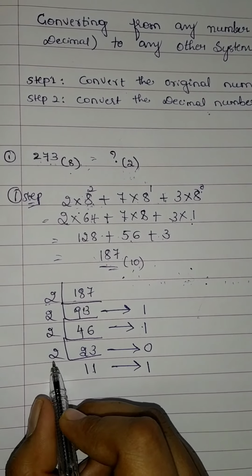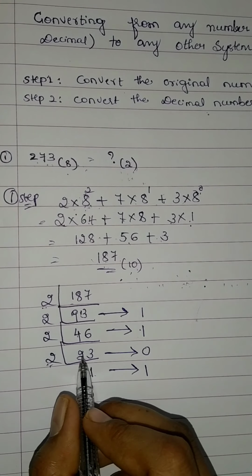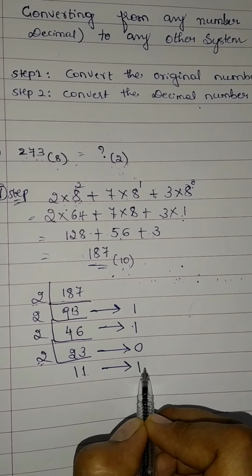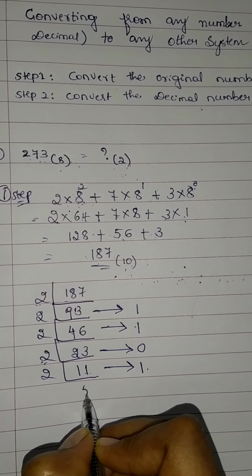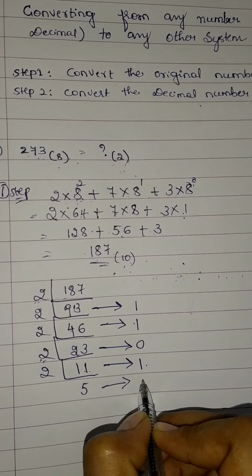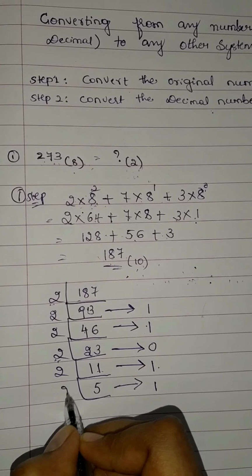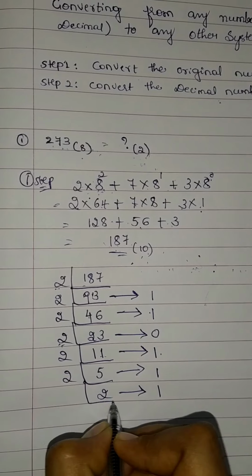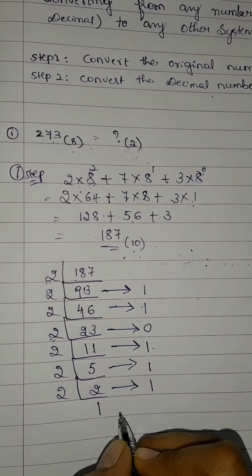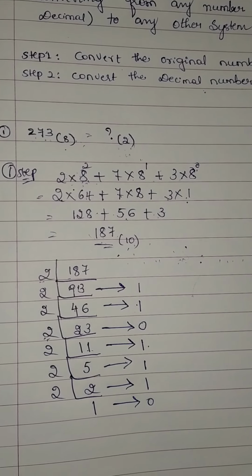11 into 2 is 22. 23 minus 22 is 1. So that remainder will be 1. Then 2 5s are 10. The remainder will be what? 1. Then 2 2s are 4. The remainder will be 1. Then 2 1s are 2. The remainder will be what? 0.